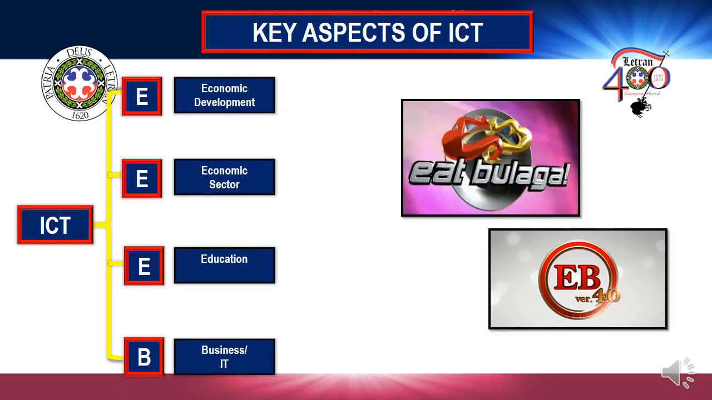ICT has four key aspects. Just remember the acronym EB or EAT Bulaga. E stands for Economic Development, E stands for Economic Sector, E stands for Education, and lastly, B stands for Business or IT.